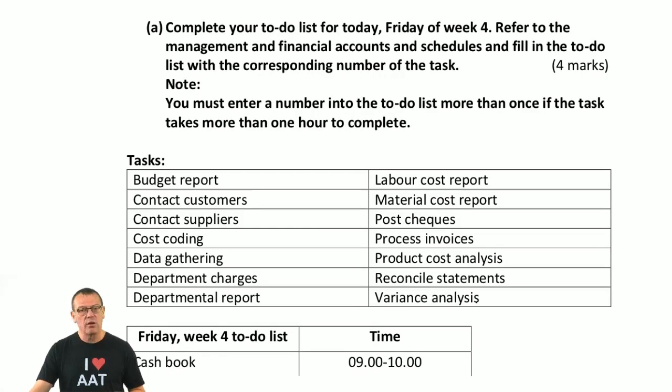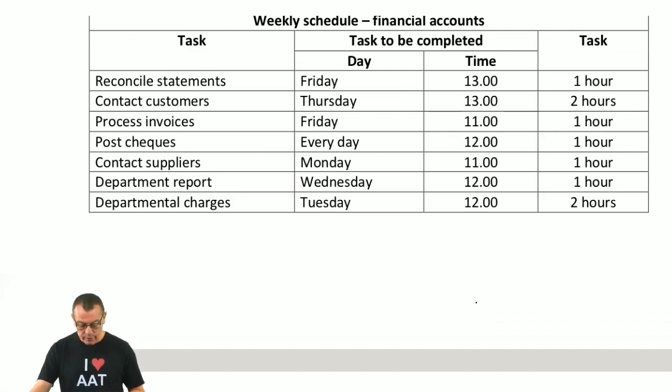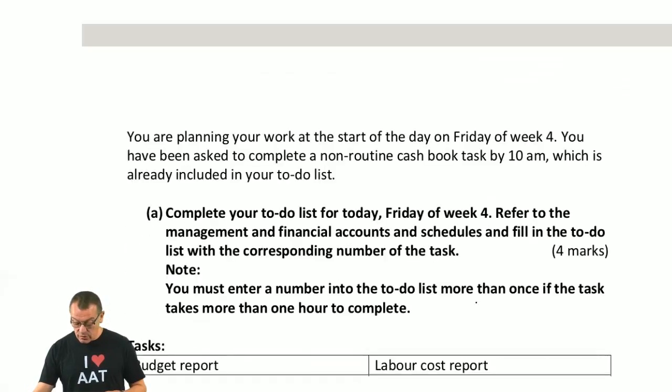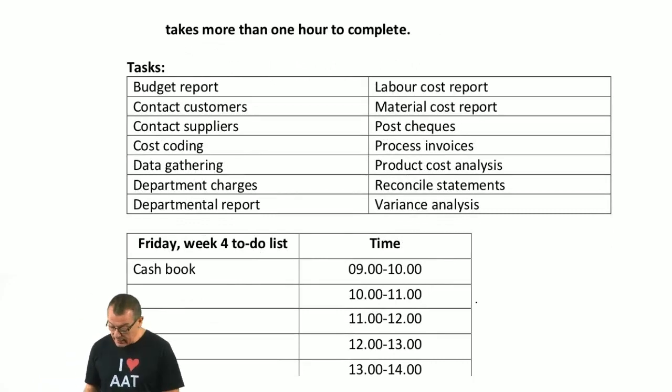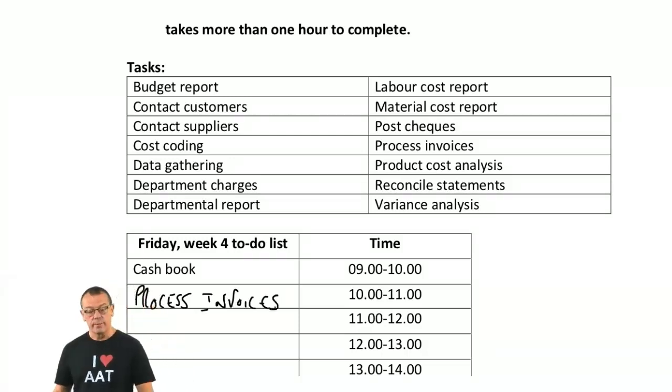So what needs to be done by 11 o'clock, if anything? So let's have a look. Friday, week 4, 11 o'clock. Is there anything on this list? Well, yes. If we look, we need to process invoices by 11 o'clock, and that's on Friday, and it's going to take 1 hour. So let's go back down. So between 10 and 11, your role would be to process invoices. And you would insert that here. So that's the first thing. So you're starting to get your list together and get familiar with your work role.